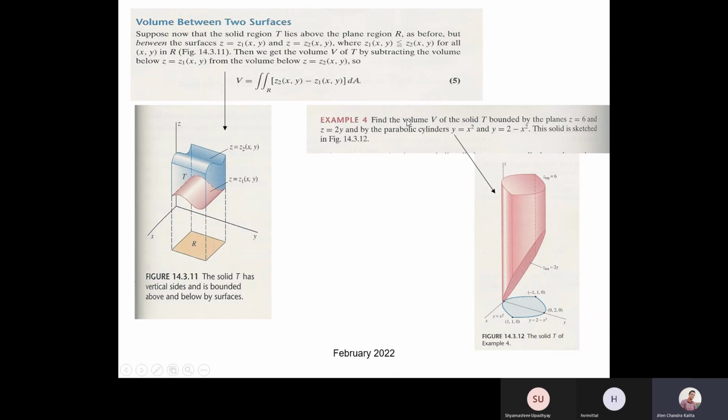Okay, and since I can easily extend it to a general region, now suppose you are given an exercise where you have to find the volume V of the solid T bounded by the planes z equal to 6 and z equal to 2y, and by the parabolic cylinders y equal to x squared and y equal to 2x squared. So this is the general region over which you have to perform this integration. What you simply have to do is use this formula in order to find this volume. You please work this out at home.